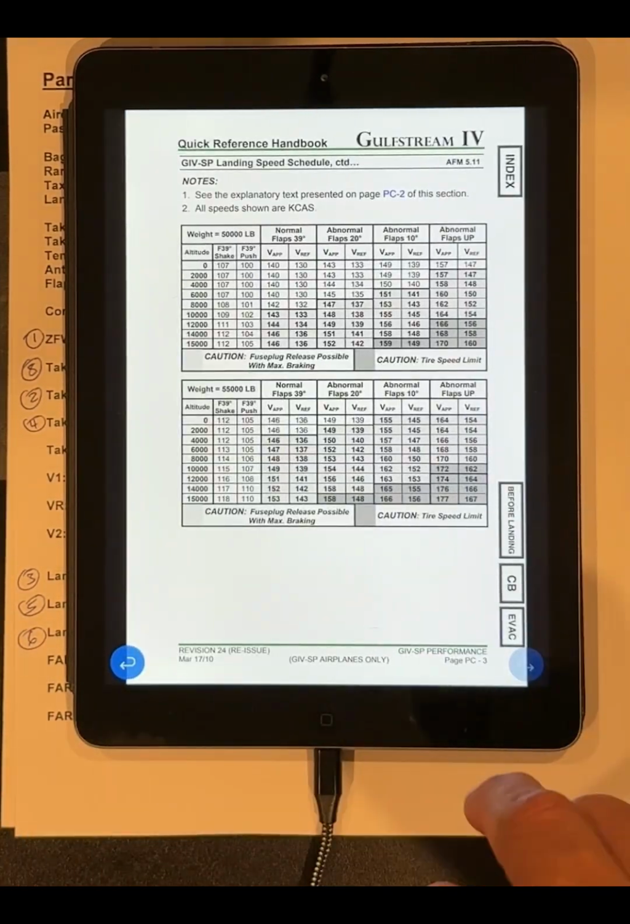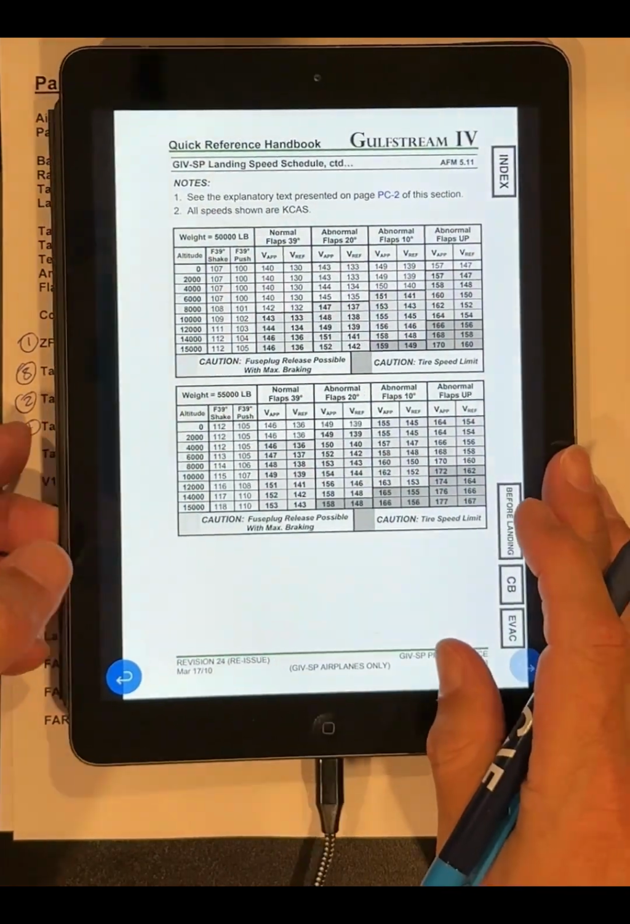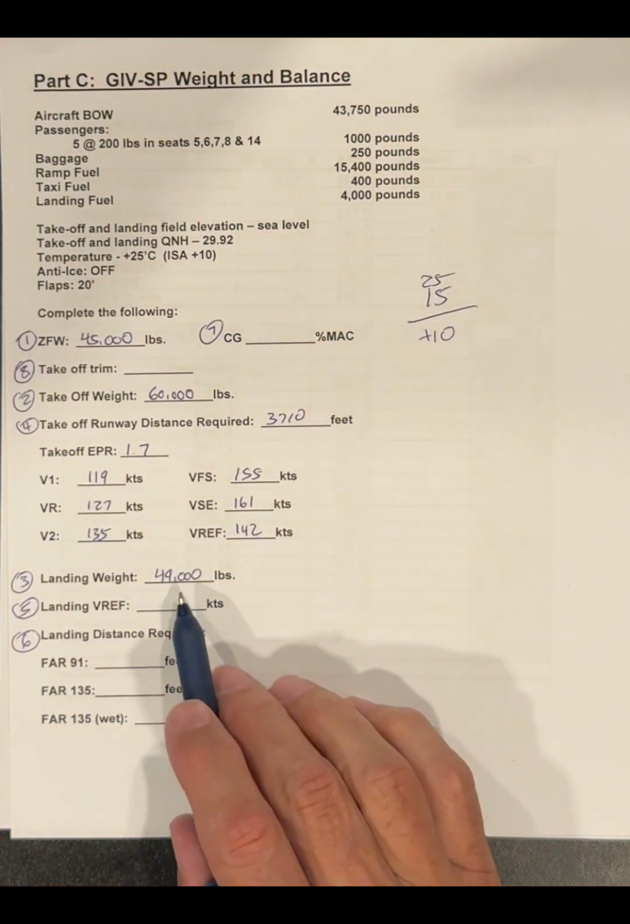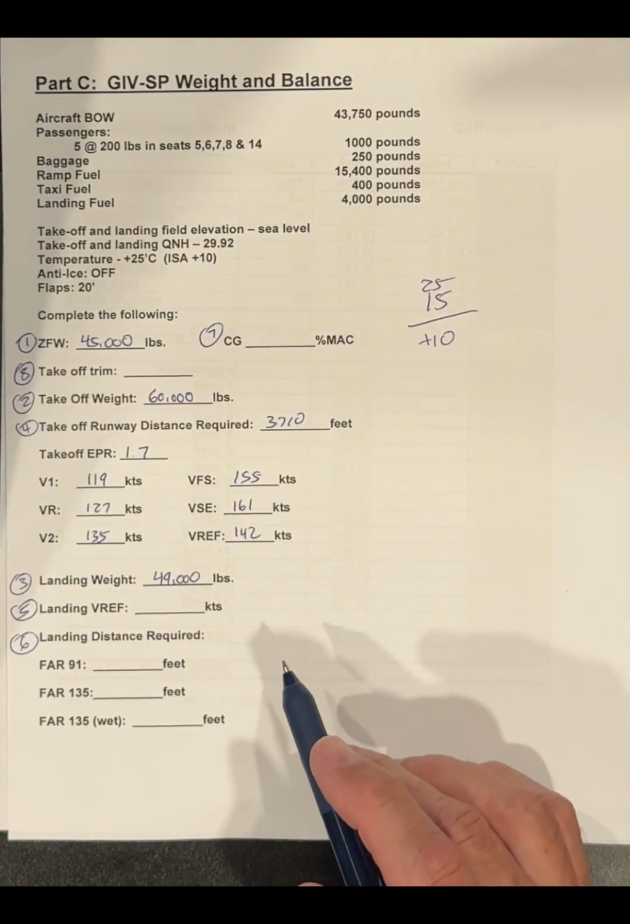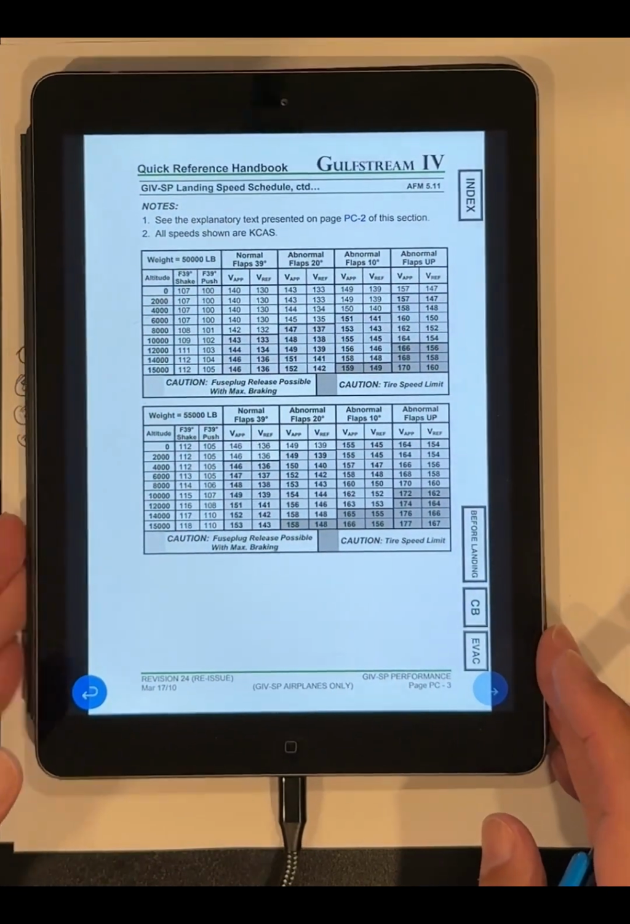So let's go to the next page. Our landing weight is what? Our landing weight is 49,000 pounds. Let's up that a little bit. Let's be a little conservative. Let's say it's 50,000 pounds. It makes it even simpler for us.